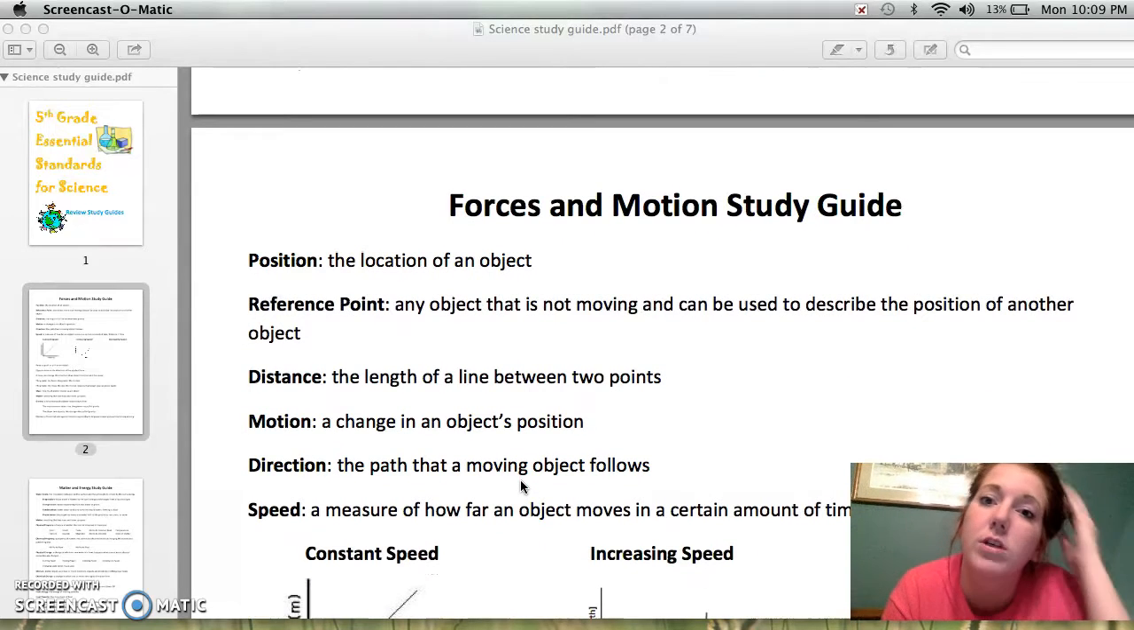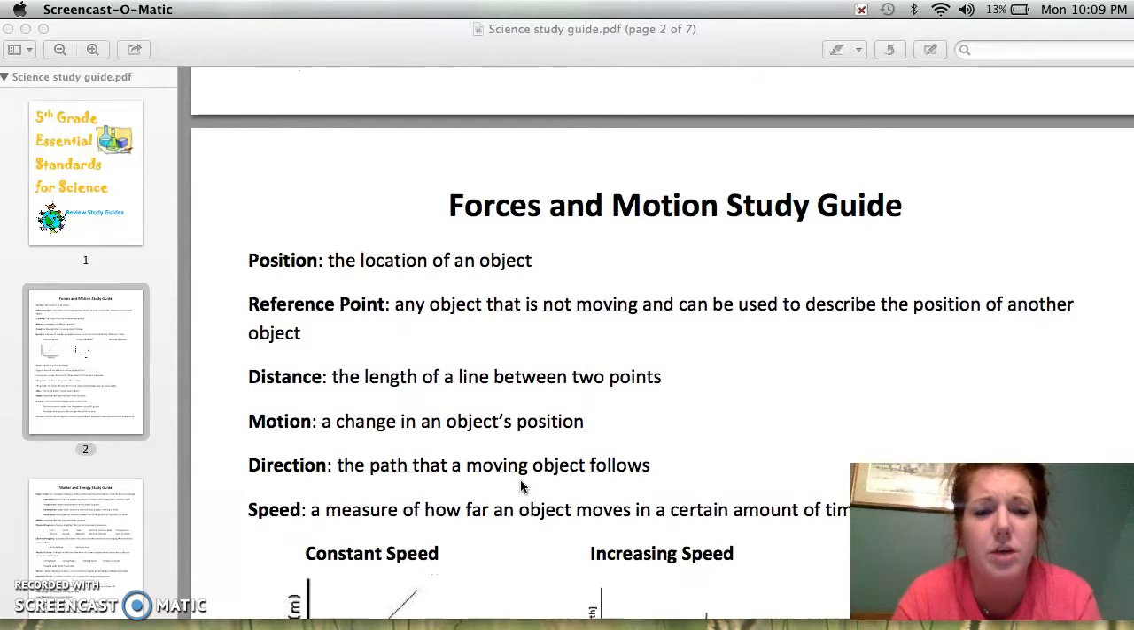First, we're going to look at force and motion. Position is the location of an object. Always, when we're working, remember back to your PBL: where was it starting? Which direction did you want it to go before the force was acted on it? You need a position, so where it's located. A reference point is any object that is not moving and can be used to describe the position of another.